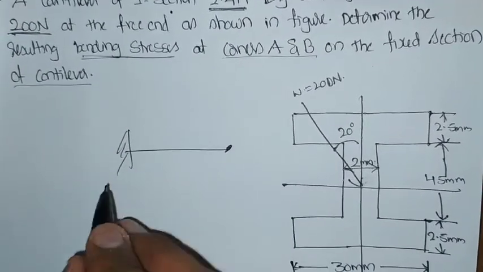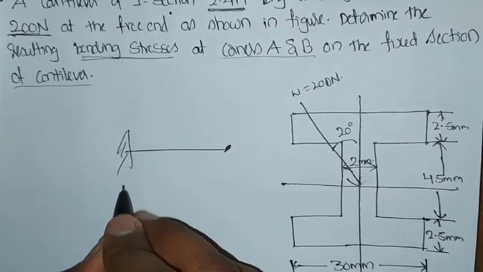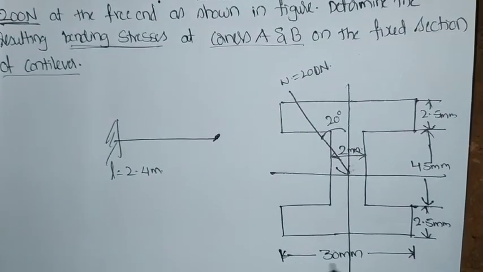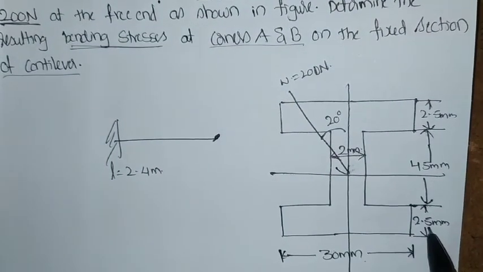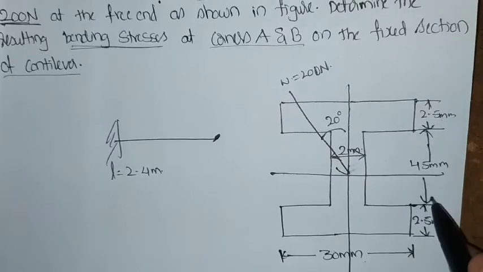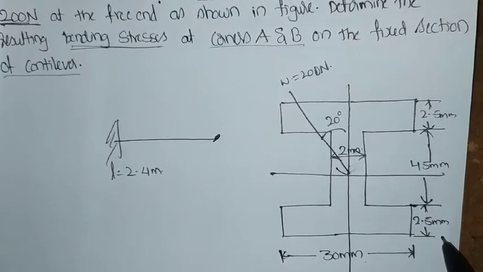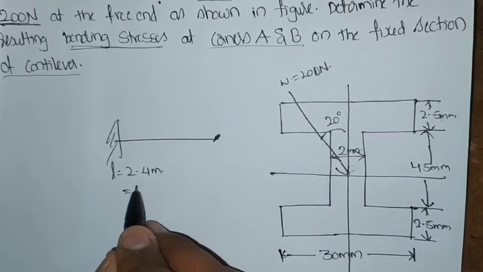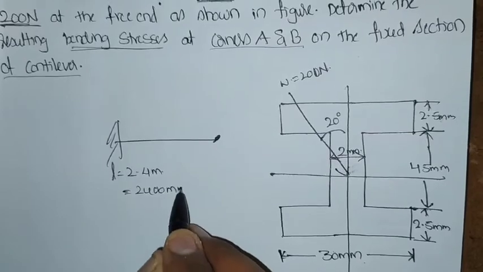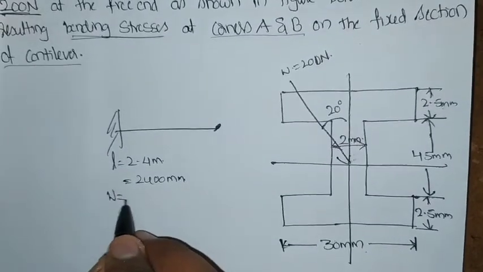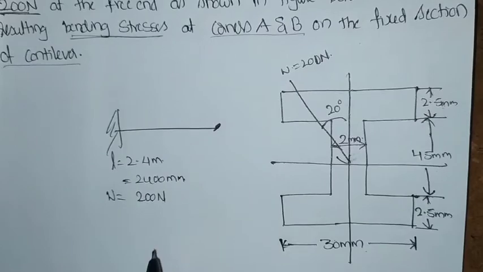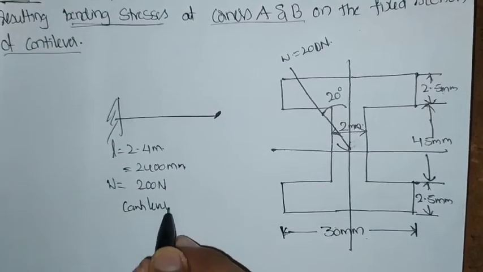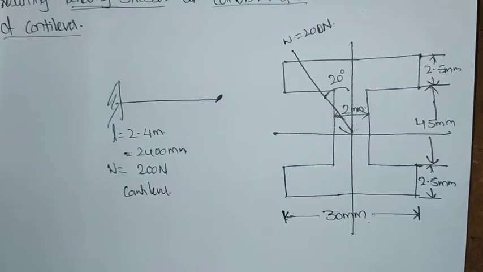Similarly, first we go with whatever conditions he has given. The length he has given as 2.4 meters. Here the dimensions are there, 30 mm in the width, this is 2.5 and this is 2.5, and this is totally 45 mm. So the total depth of the I section is 50 mm. This is 2 mm. The length he has given as 2.4 meter, that is equal to 2400 mm. Similarly, the load he has given as 200 newtons. The beam condition he has given as cantilever, and the location is the free end.